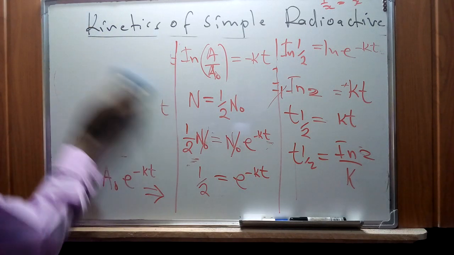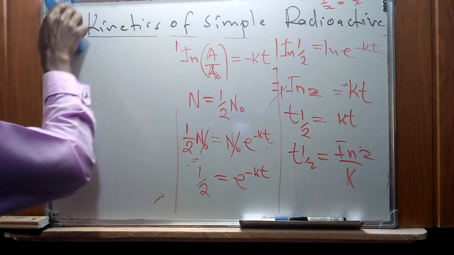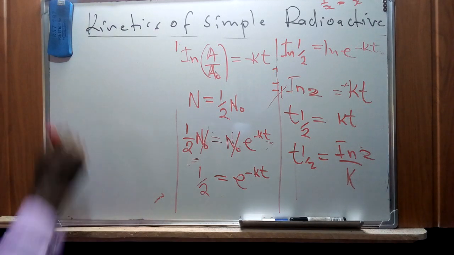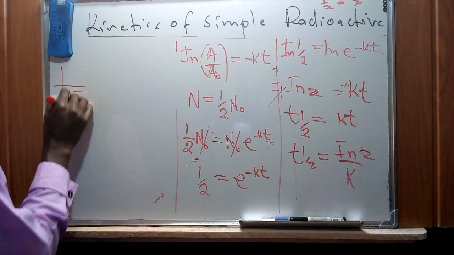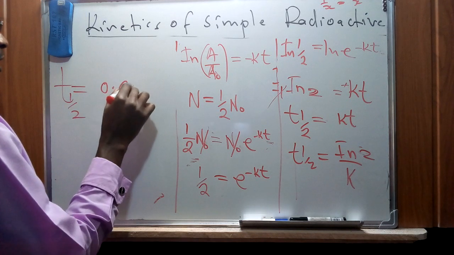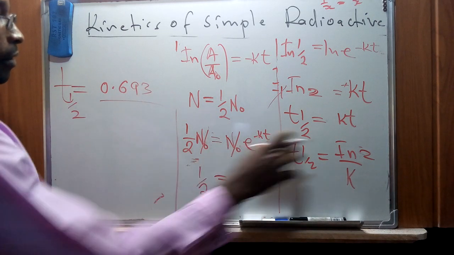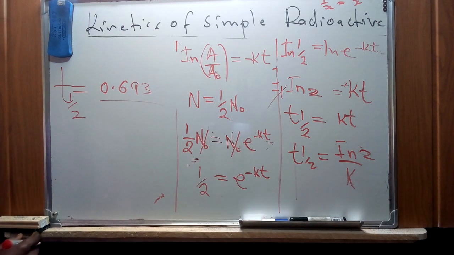So therefore, that gives us a formula for the half-life for the decay activity of a particular radioisotope, which is generally represented as half-life equals the natural logarithm of 2 divided by the decay constant.